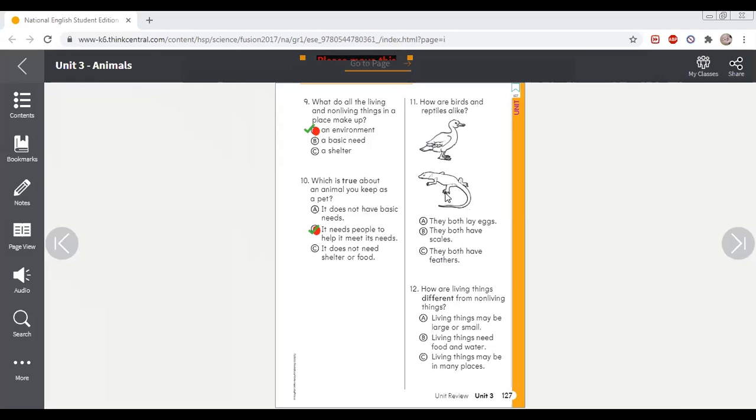Does the lizard have feathers? No, right? And what about the ducks? Do they have scales, same like the snakes and the lizard? No, they have feathers, right? So B and C are wrong. So our answer is A. Yes, excellent, grade 1. So let's mark A. They both lay eggs. So how do they give birth to the young ones? By laying eggs.